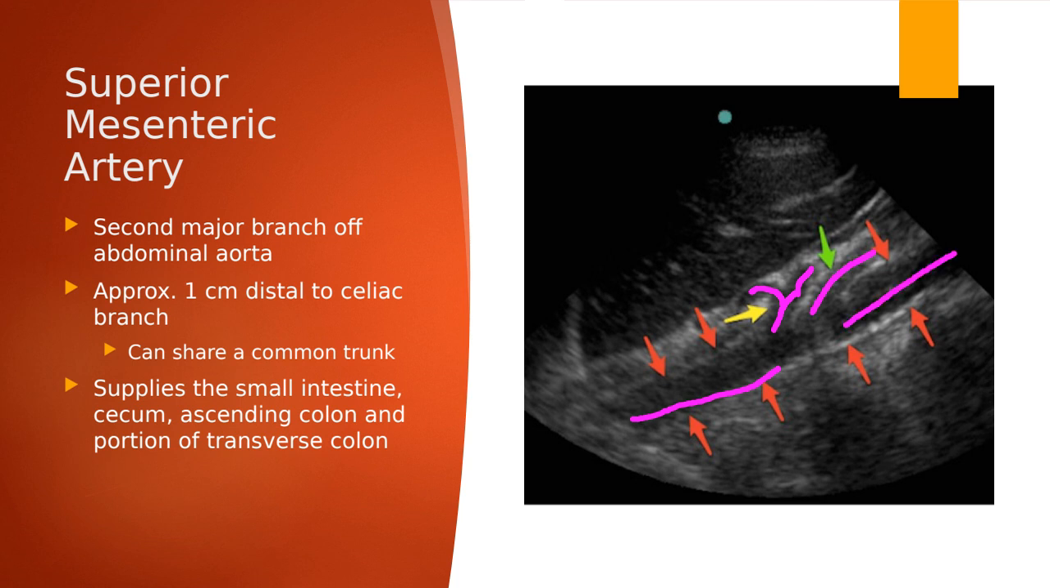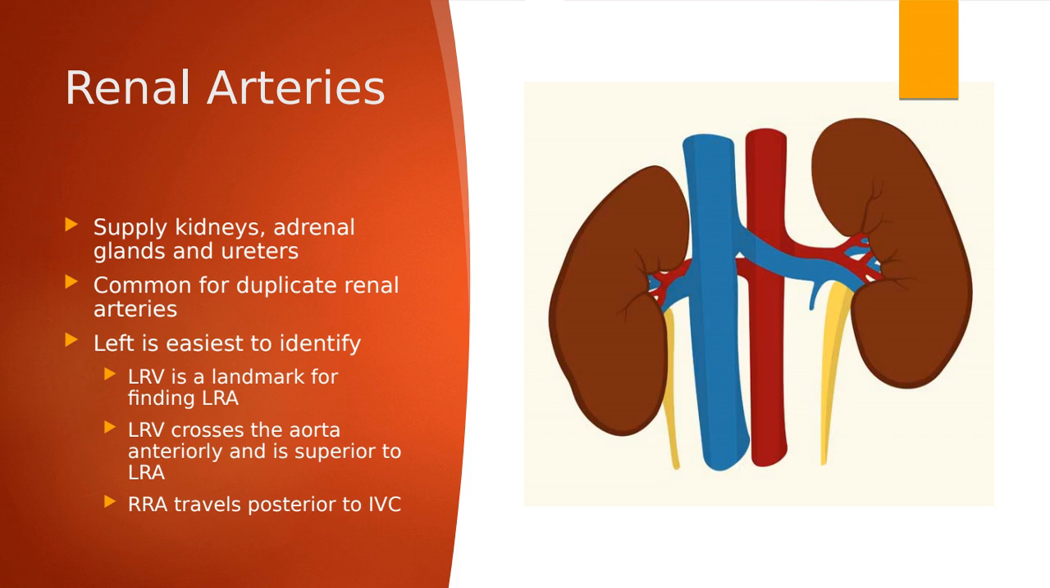Our renal arteries are going to be our next branch coming off of the abdominal aorta. We know these are going to supply our kidneys, but also our adrenal glands and our ureters. It's very common to have a duplicate renal artery, and it's actually easier for us to identify the left renal artery than it is to identify the right. And that is because of the relationship and the position of where the IVC is.